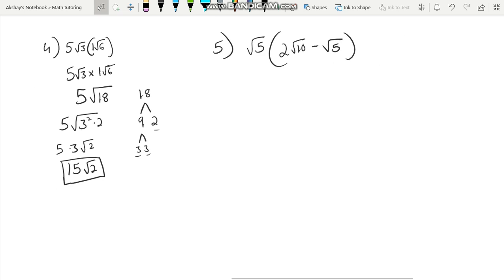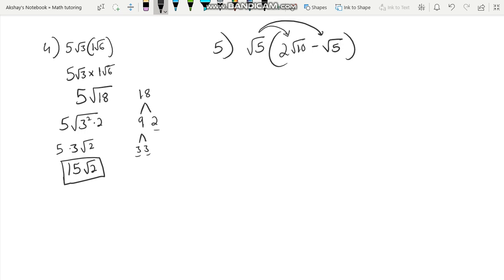My next question is a little more complicated. So let's get into it. Here I have root 5 times 2 root 10 minus root 5. So I use my FOIL method. Firstly, I multiply my root 5 with my 2 root 10, so square root 5 with my 2 square root 10, followed by my root 5 times my negative root 5.